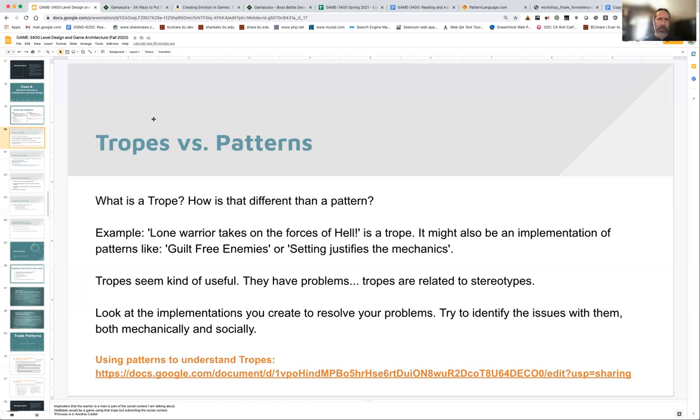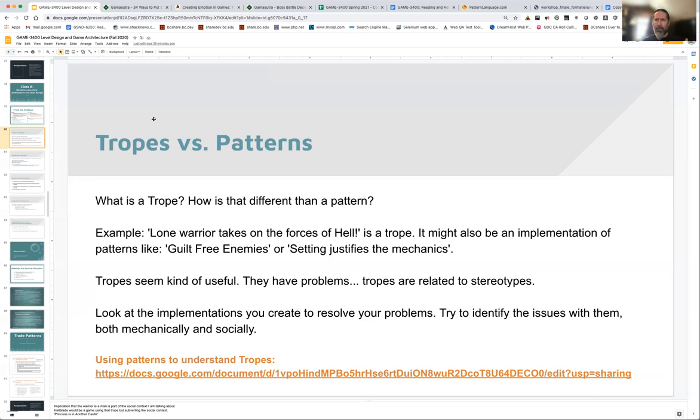So that's important. You need to look at all the different implementations that you create to resolve the problems you have in a pattern and see if those implementations are tropes, right? If you are recapitulating ideas, and if so, are you aware of the underlying meaning behind those tropes? You can read about them, right? You can be like, this seems like a trope, I've seen it around. Go to TV Tropes or do a Google search, read about what that trope means.